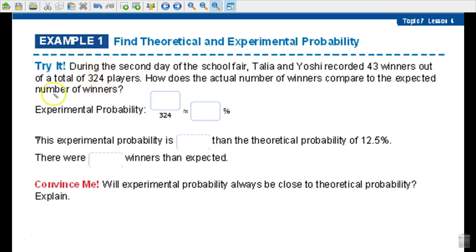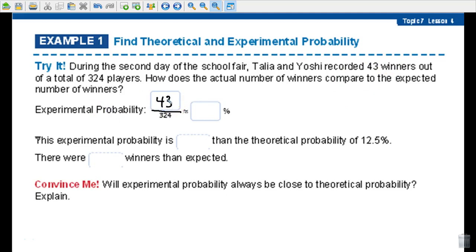So, experimental probability. There's supposed to be a line there that you probably don't see, but you'll see it on your paper. 324 is the total players. That's why it goes on the bottom. So what goes on top? You're right, it's 43 winners. Good job. So we put 43 up here.